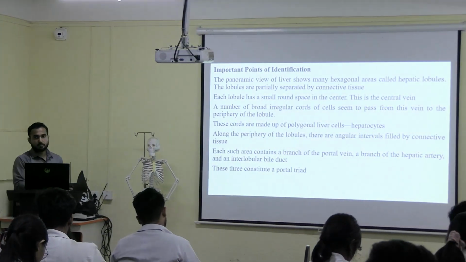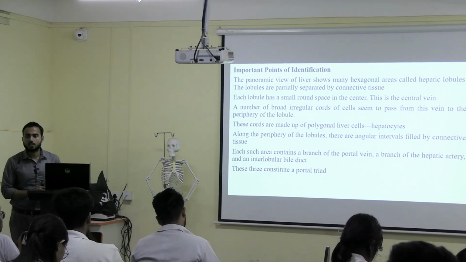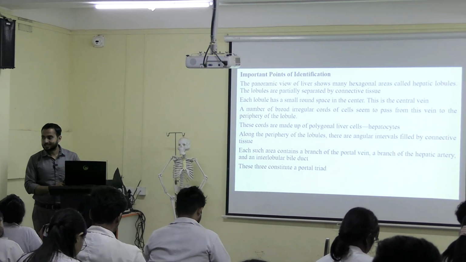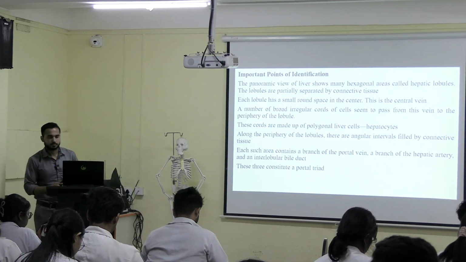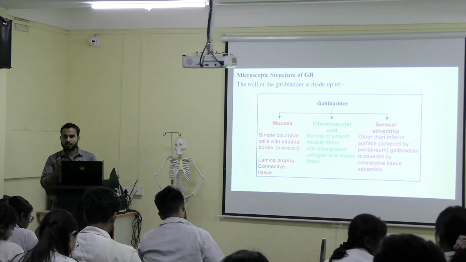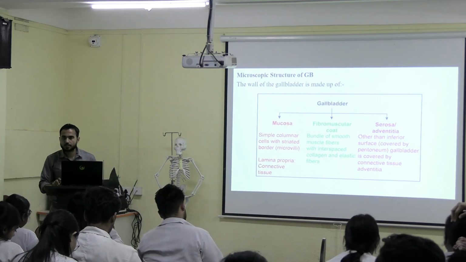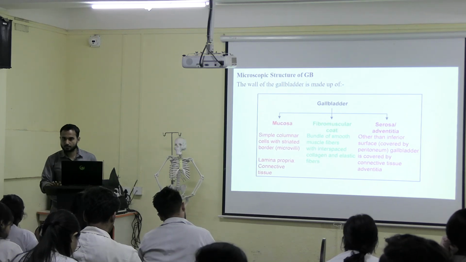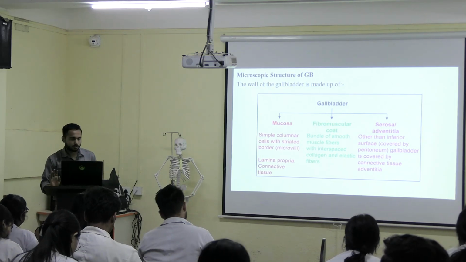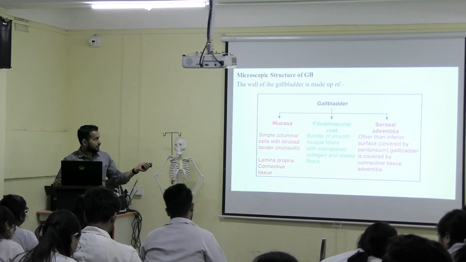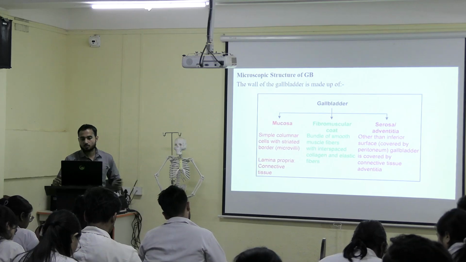So these are some important points which you have to know in order to understand the slide of the liver. When you studied the specimen of the liver in the dissection hall, did you see the gallbladder? It was there with the specimen of the liver. I hope you have seen. Very good. Now the gallbladder is made up of 3 layers. What are they? Mucosa is there.